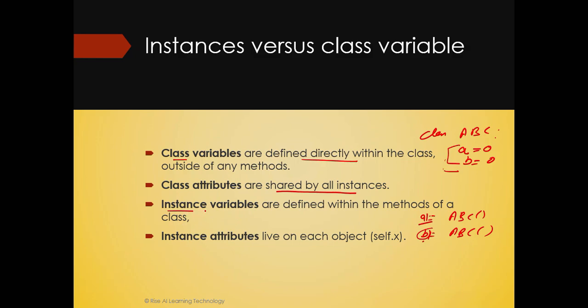Class variables are equal to the static variables in C#. In C#, we can have static variables, right? Static variable. Okay, fine.